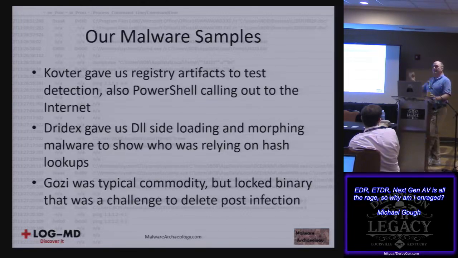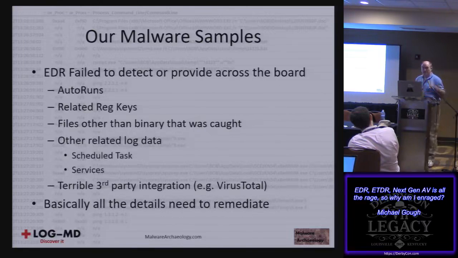You know, just basically morph the malware so the hash changes, and that causes EDR grief. So obviously causes AV grief. And those of us that make rules or do hash lookups grief. And even if you send it to VirusTotal, they give you grief, because VirusTotal will say, I haven't seen anything, which, as Tyler will tell you, and I'll tell you, that's a great indicator you got something. Gozi was pretty typical, but it had a locked binary. This was a challenge to delete post-infection. If the file's locked, I can't copy it, I can't delete it, I can't rename it.